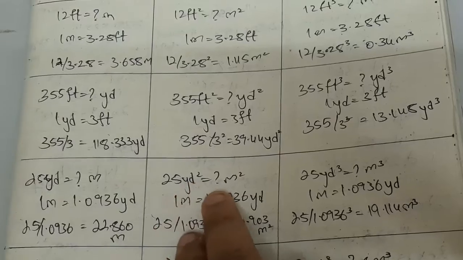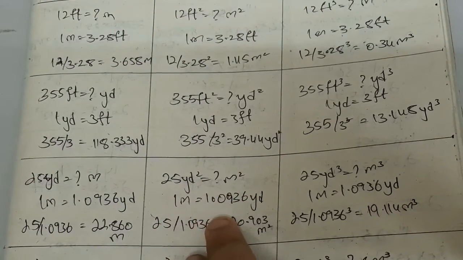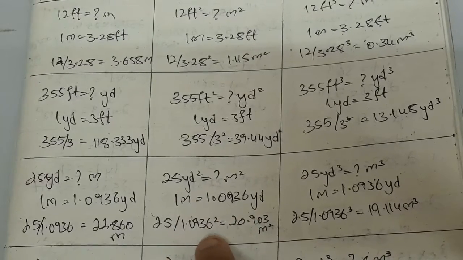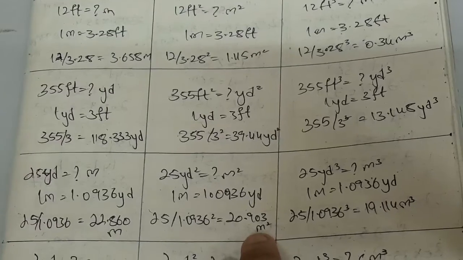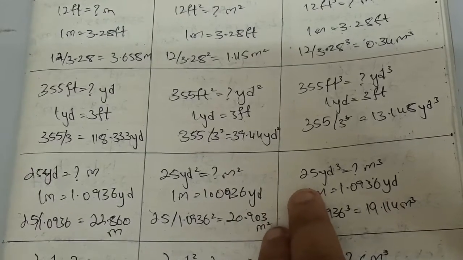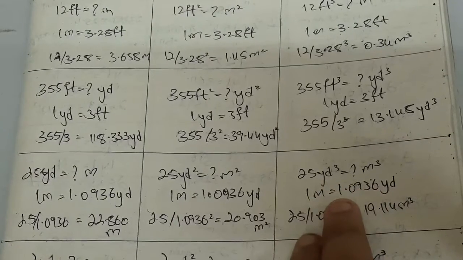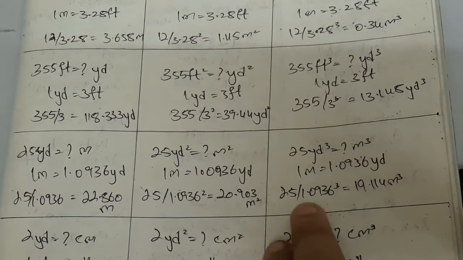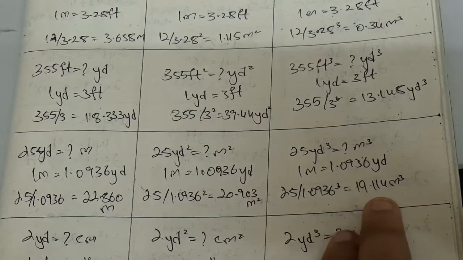25 yard square is equal to how many meter square? Since 1 meter is equal to 1.0936 yards, 25 divided by 1.0936 square gives us 20.903 meter square. 25 yard cube is equal to how many meter cube? Since 1 meter is equal to 1.0936 yards, 25 divided by 1.0936 cube gives us 19.114 meter cube.